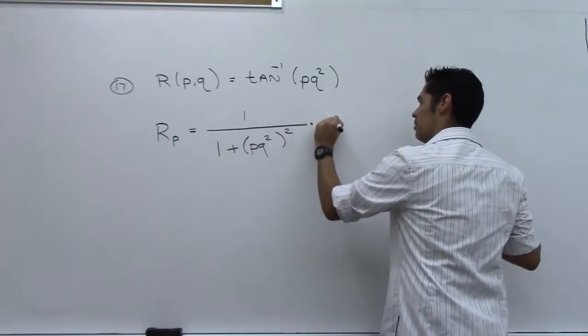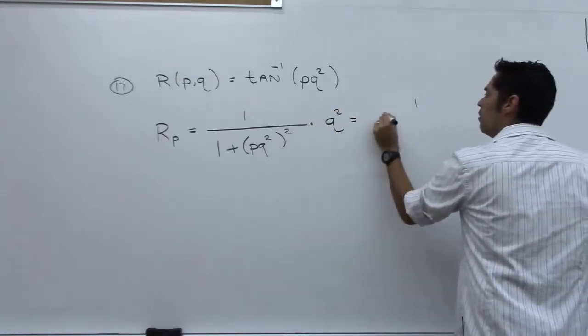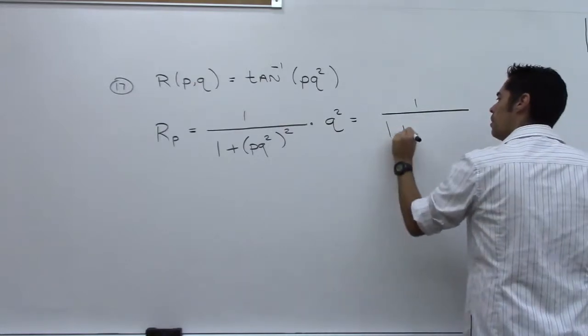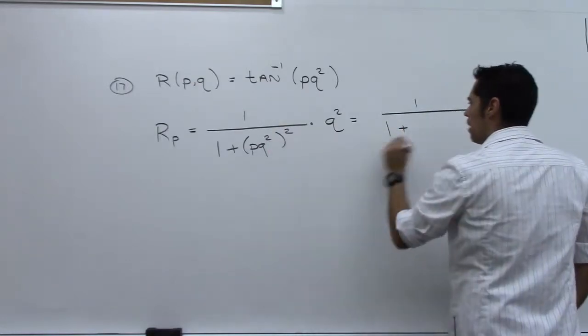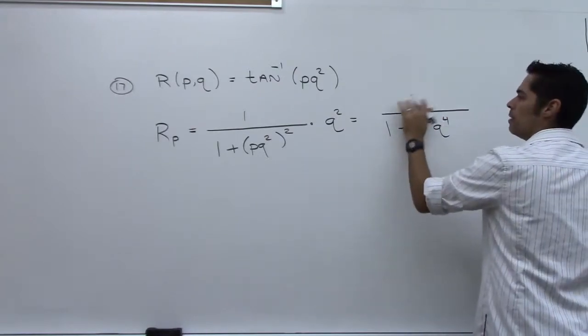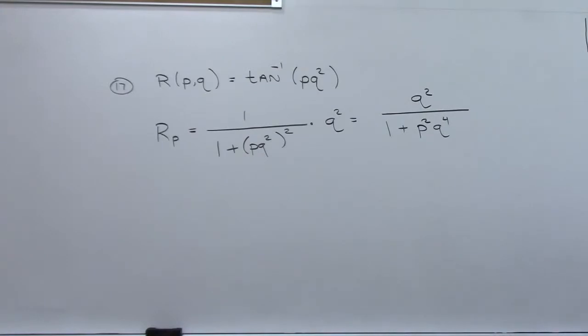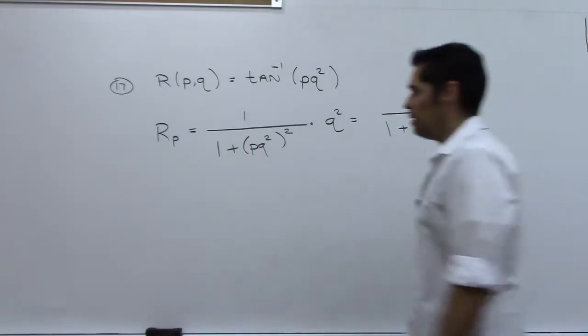So I just get q squared, which is 1 over 1 plus, we can go ahead and square this, p squared q to the 4th. Let me move the q squared on top. There we go. So that's our partial with respect to p.